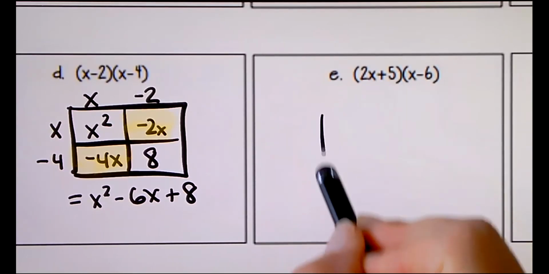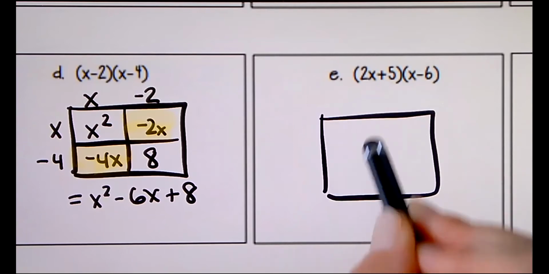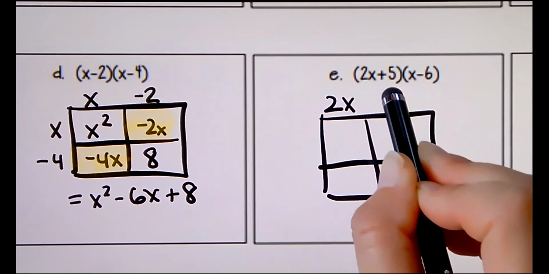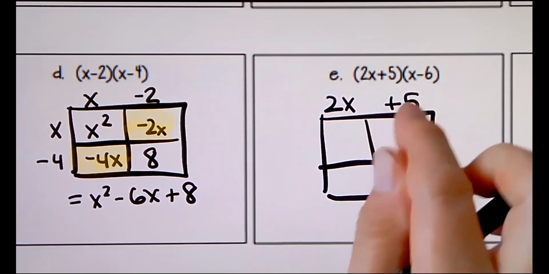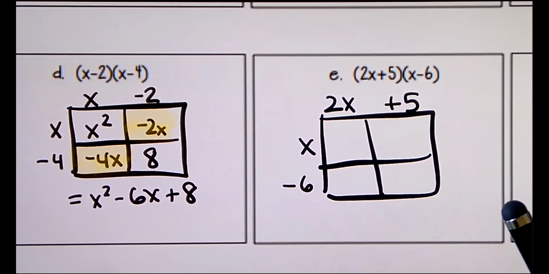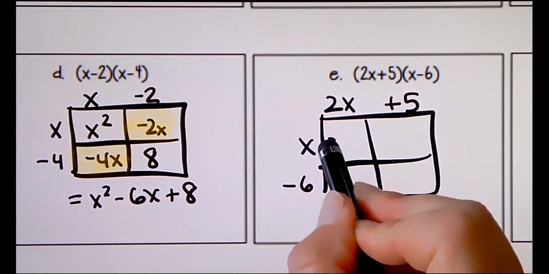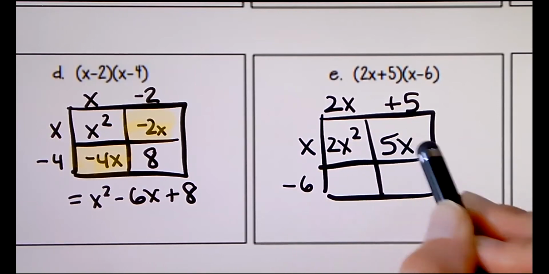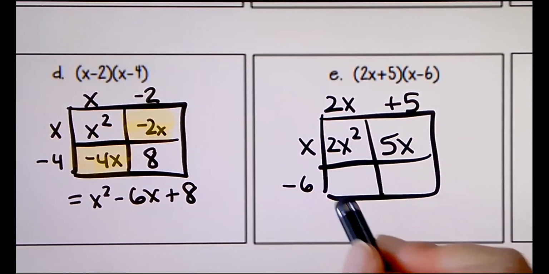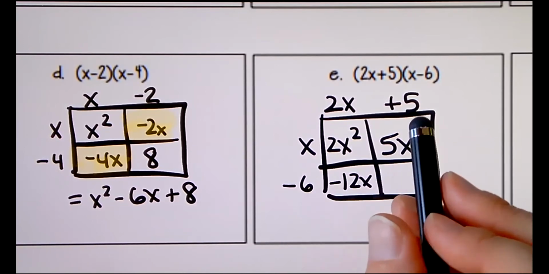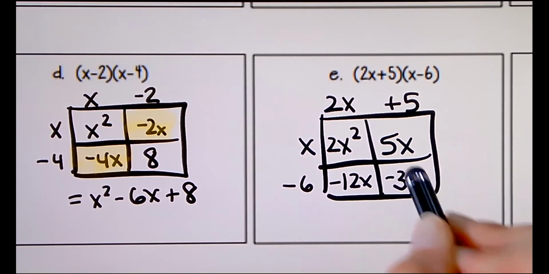Okay, another 2 by 2. Okay, 2x plus 5. And I put the plus with the 5 so I know it's positive. X minus 6. X times 2x is 2x squared. X times 5 is 5x. Negative 6 times 2x is negative 12x. And negative 6 times 5 is a negative 30.